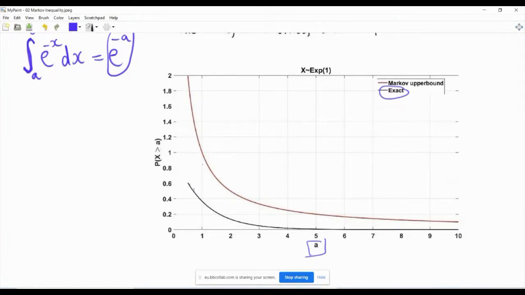Okay, and it decays exponentially. It is e to the minus a. The Markov upper bound is basically the expected value of x divided by a as we derived it. In our case here, because our random variable is exponential 1, it will be 1 over a, and so it is this red line. And as you can see, there is a difference, it's a big difference, okay?